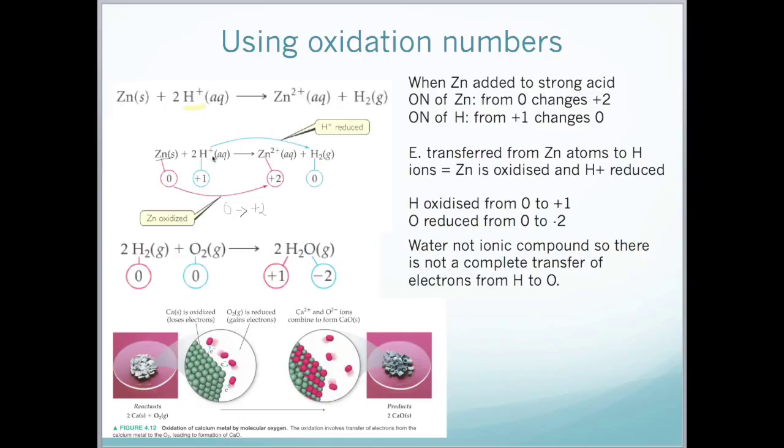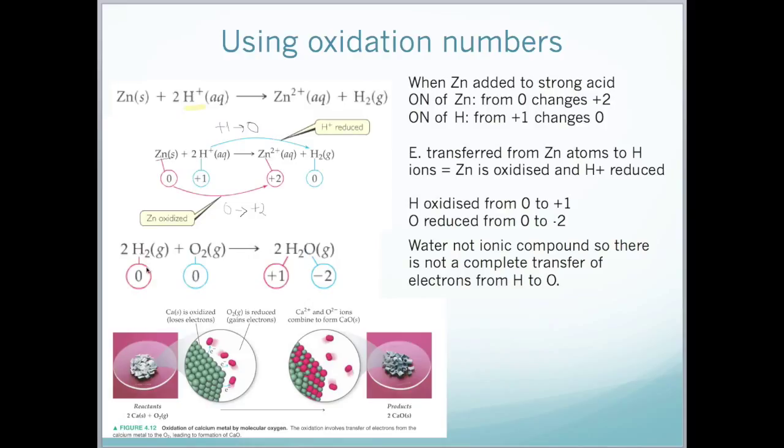If we now look at the hydrogen ions, the oxidation number of H+ is +1 and it changes to 0. So we're going from +1 to 0. We are decreasing the oxidation number, which means that hydrogen ions are reduced. If we look at the second example, which is the formation of water, we have hydrogen gas reacting with oxygen gas to produce water vapor.